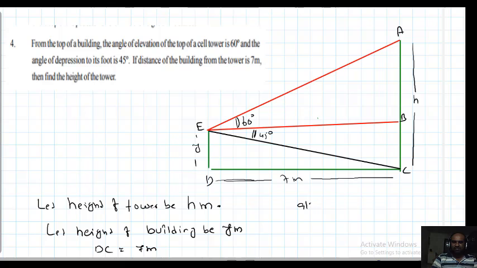Also given, angle AEB equal to 60 degrees, angle BEC equal to 45 degrees. So ED is y, and this is also y only because it is a rectangle. So AB becomes h minus y. Okay, I will take this right triangle first. Which one? EBC.